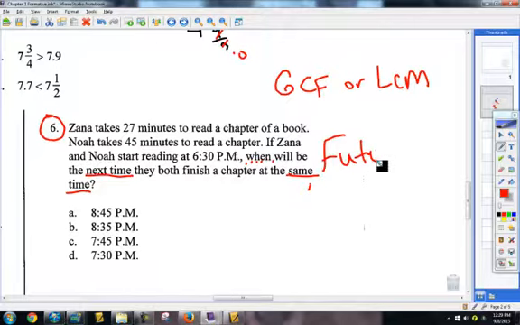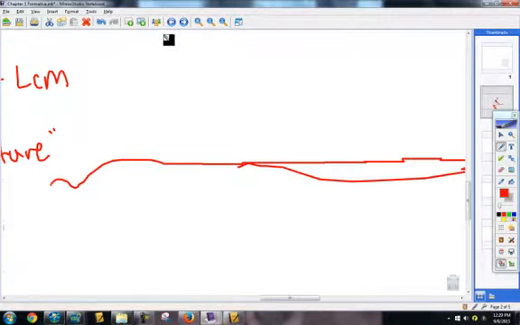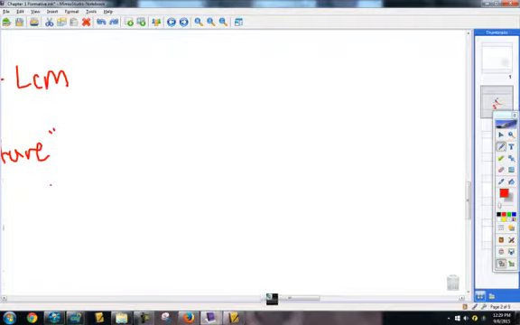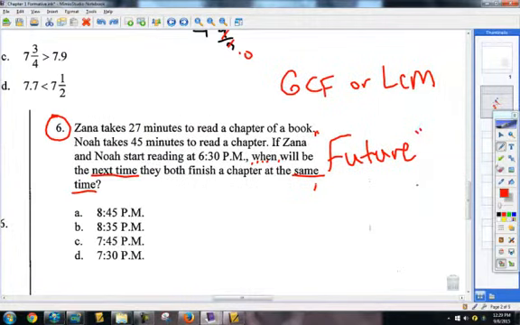Future. That's the one I really want you guys to key on, because anytime you're wanting to know when these events are going to happen in the future, we are talking about an LCM question all day long. Right, guys? Okay. So this is absolutely an LCM question.